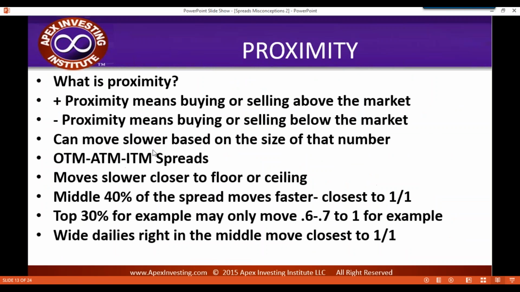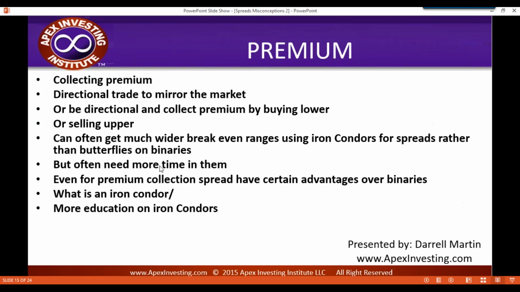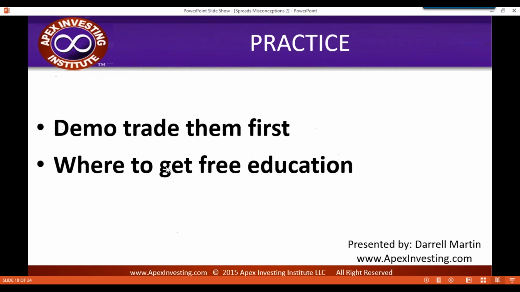I hope that helped a little bit tonight to help you really see the difference of spreads, and make sure to demo trade them. Don't just hop in and use the cheapest one out there. Make sure you're using the right spread for the right strategy.